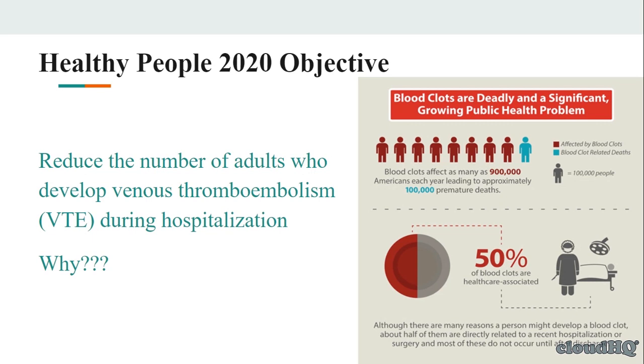Healthy People 2020 focuses on identifying significant preventable threats to everyone's health and establishing goals to help reduce them. Hospital-acquired VTE happens to be the leading cause of preventable deaths in the U.S., and each year, as many as 900,000 Americans are affected by it, and about 100,000 result in premature deaths. As many as 70% of these cases are preventable through preventative measures.